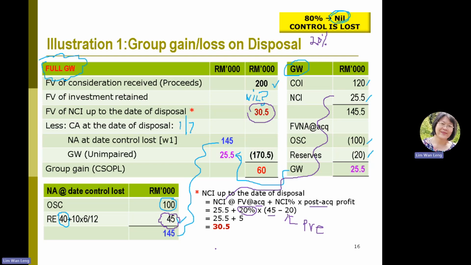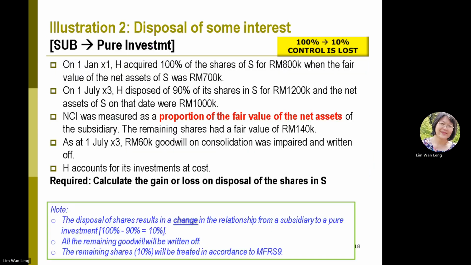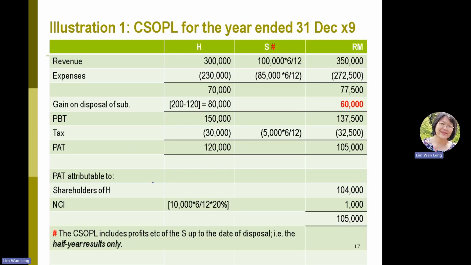Okay, then we will move on, which means that you can prepare your consol SOPL. Consol SOFP, okay, SOFP is actually all of the holding's figures only, because the subsidiary, nothing already. So you will find that here, all the figures of the subsidiary, you have to times 6 out of 12, times 6 out of 12, times 6 out of 12. And then where do you get this particular figure? Gain on disposal.